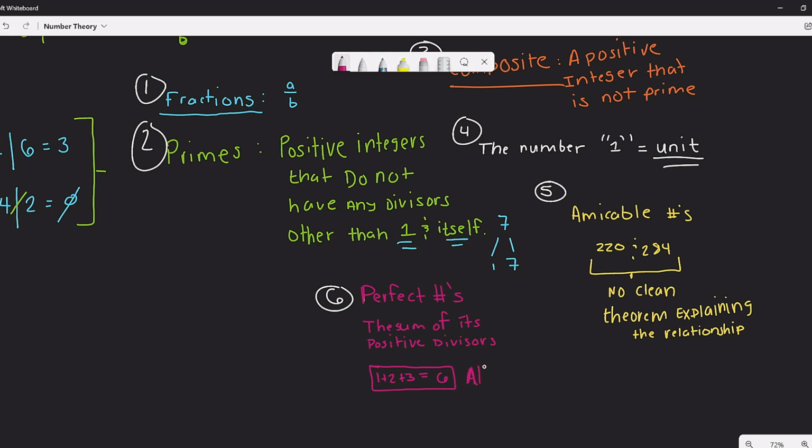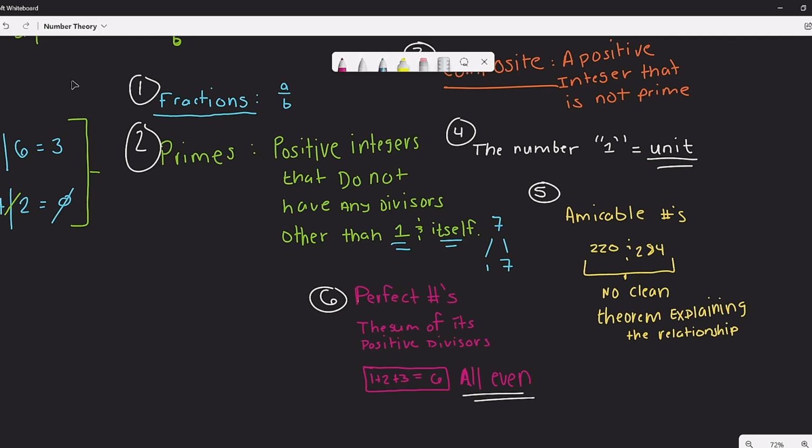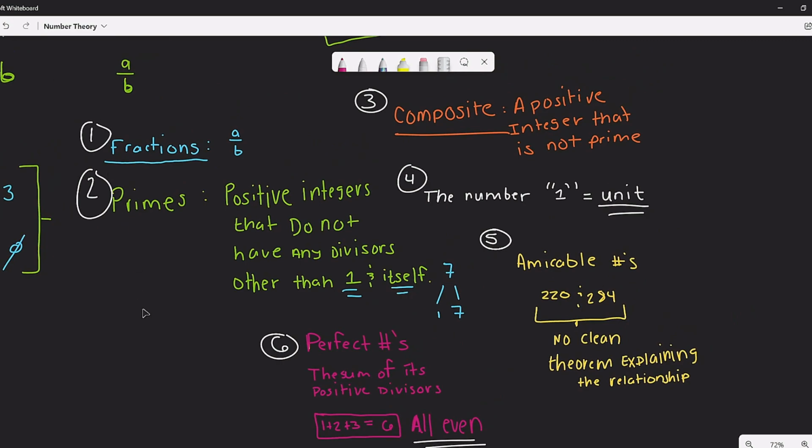They are all even. There may be an odd perfect number, but we have not discovered it yet. And maybe you will discover it. Who knows? But it will be very, very large, and it has to satisfy a set of many conditions for it to be an odd perfect number. And so these are the different classes of numbers in number theory that are fascinating.